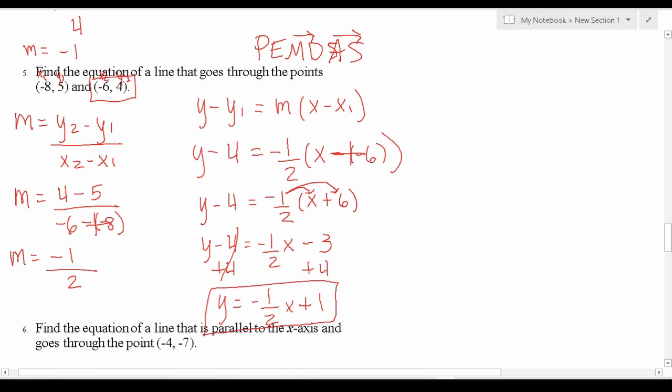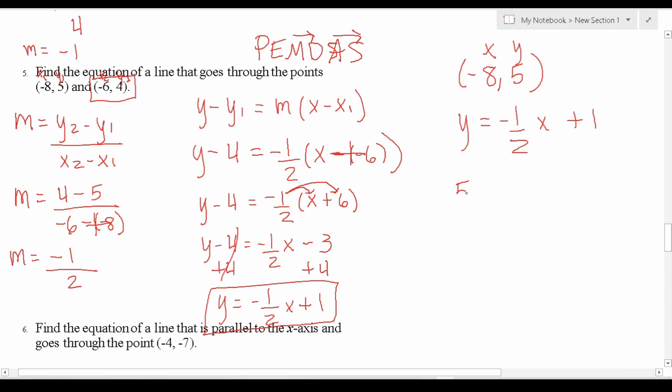So this is the equation of the line, but that said, let's go ahead and check it to make sure we did things correctly. Again, to check it, you take one of the ordered pairs. I'm going to use negative 8, 5 in this case, and you plug it into your equation. Again, this is our x and our y, and our equation is y equals negative 1/2 x plus 1. If this makes a true statement, we know that we did this problem correctly.